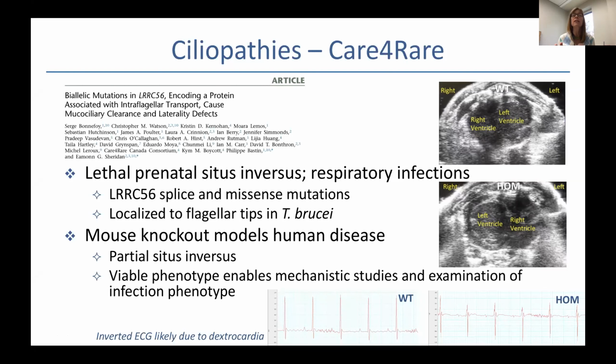The kidneys, usually one kidney is higher than the other. I think the left is usually higher than the right, I could be wrong. That's reversed. The liver seems to be partially reversed. The lungs seem to be reversed in some of these animals. So it's a variable phenotype. But the great thing is that these mice survive. So we actually now have a model that will enable some mechanistic studies as well as examination of the infection phenotype.